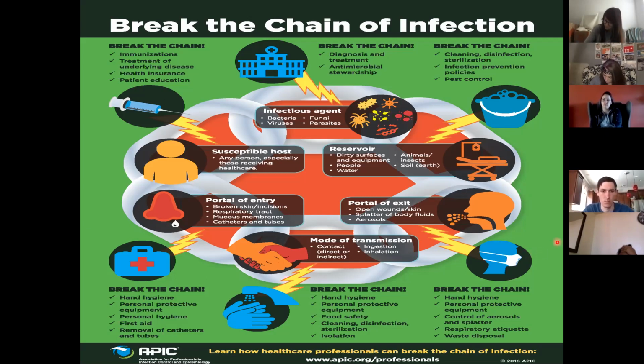Portal of exit, so if we scratch ourselves, we want to make sure that we are doing proper hand hygiene so we protect ourselves and not have it become a portal of entry, but we also don't want to have it a portal of exit either. That's why when you do an arterial blood gas or you are puncturing the skin for anything, make sure you're wearing the proper gloves and PPE.